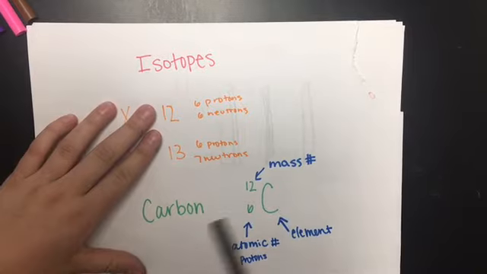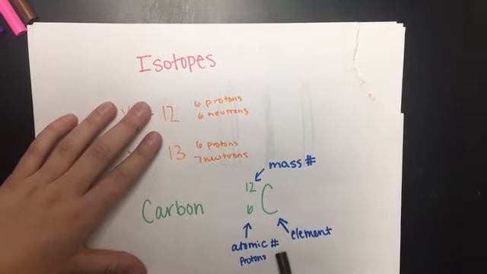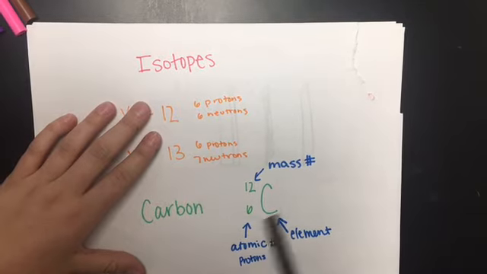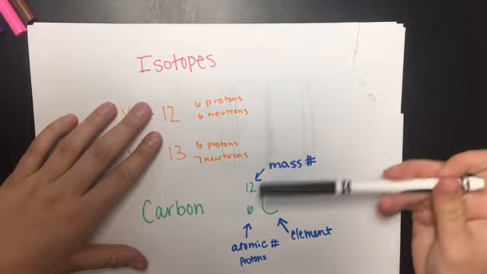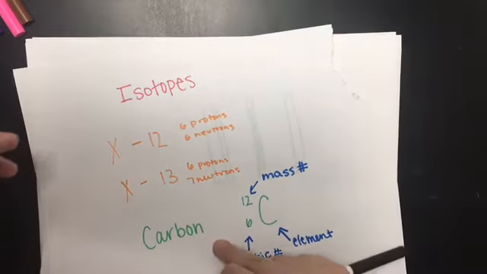Let's also remember how we write this out, as shown here. Let's take, for example, carbon. The mass number is 12, and the atomic number, the number of protons, is 6. And so we write it out just like this: 12, 6, C. Now that's important for later.